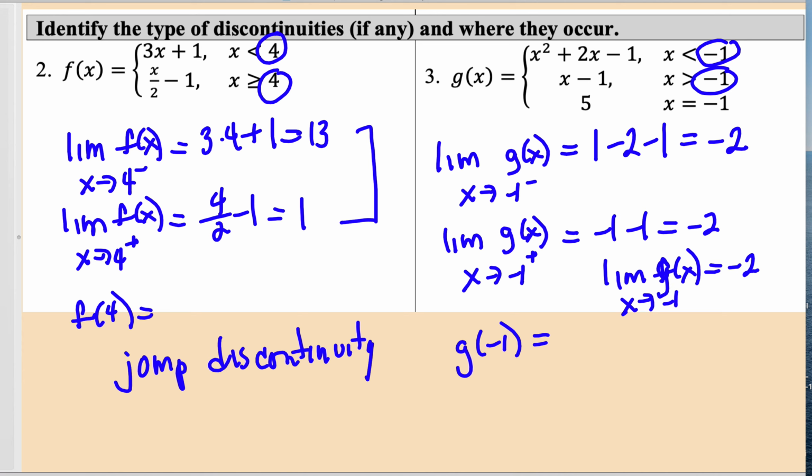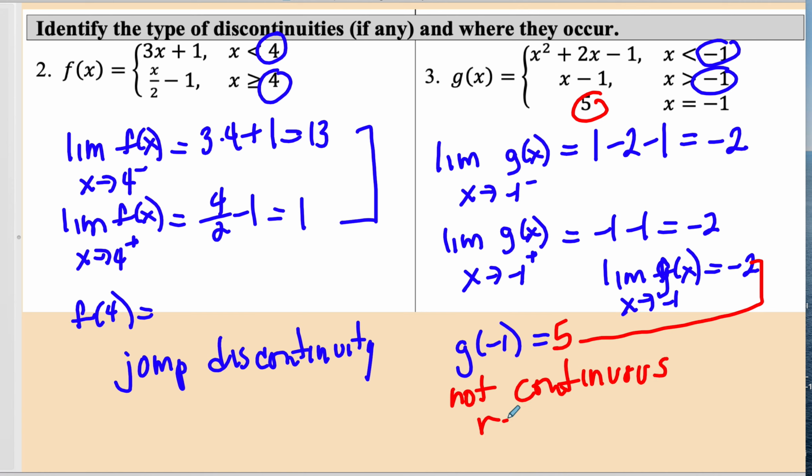All right, and now what I'd like to do is evaluate g at -1, and g at -1 is the number 5 right here. And I can see the value and the limit are not equal to each other, so it's not continuous, and it's because of a removable discontinuity. So it has a limit and it has a value, they're just not equal to each other. They're not matching.